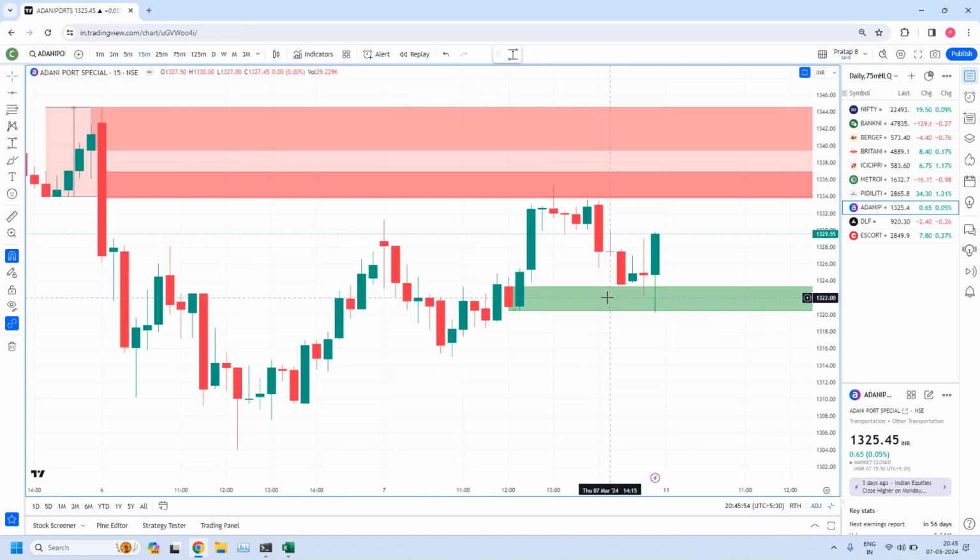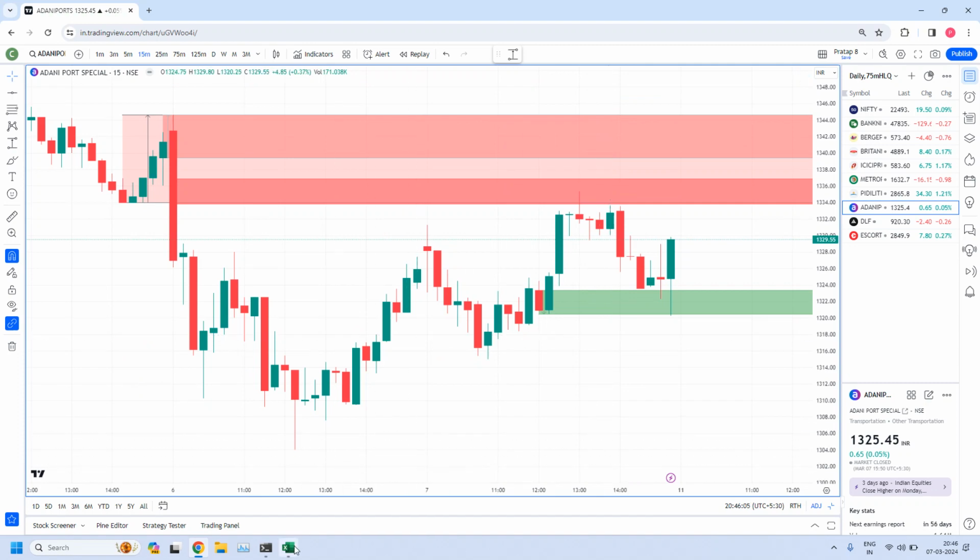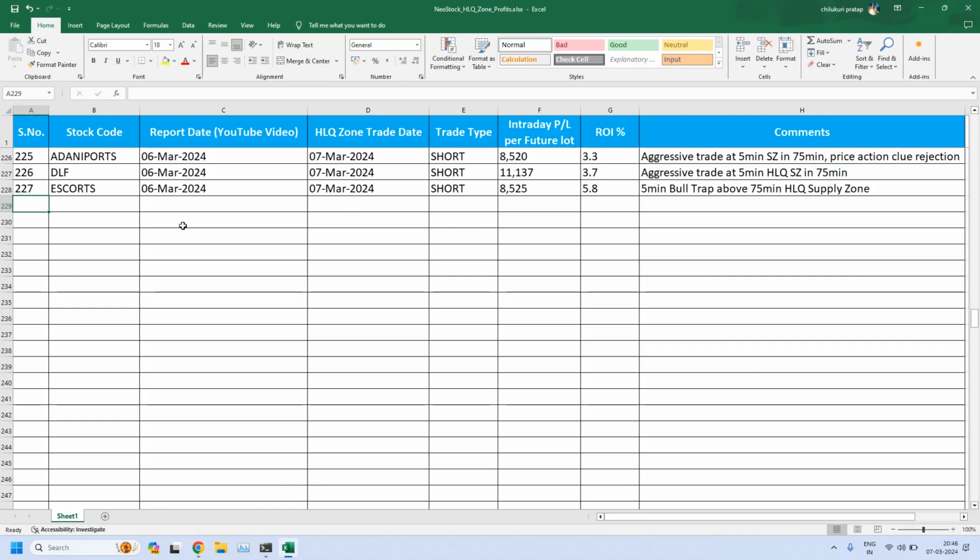Let me go to the 15 minutes. You have a rally, base, rally, and it reached the target. And this is the way ADANIPORTS has given 8,520 rupees profit, which is 3.3% ROA. Based on one future, the reason is this is around 2,75,000 plus the cost of one futures. So that is the reason why your ROA is reduced, return on the investment.